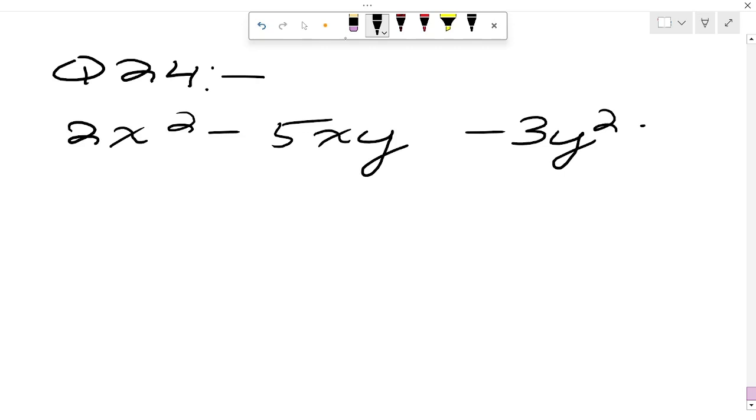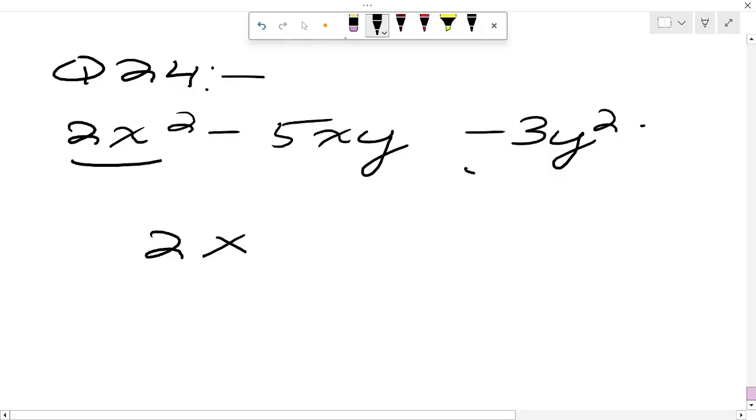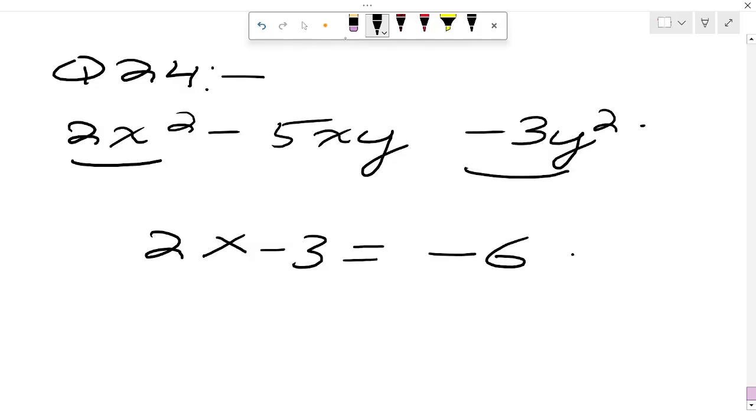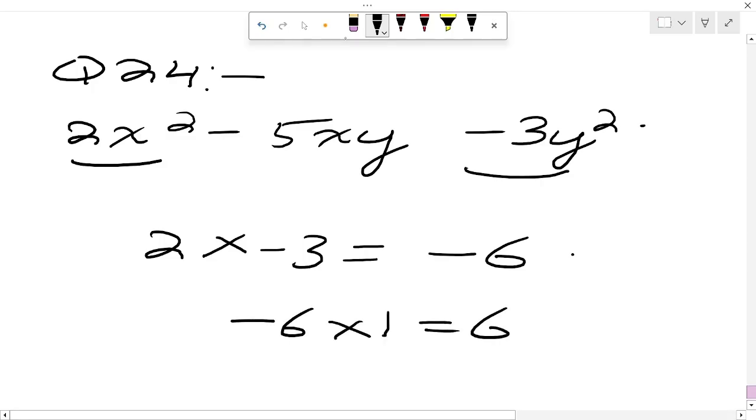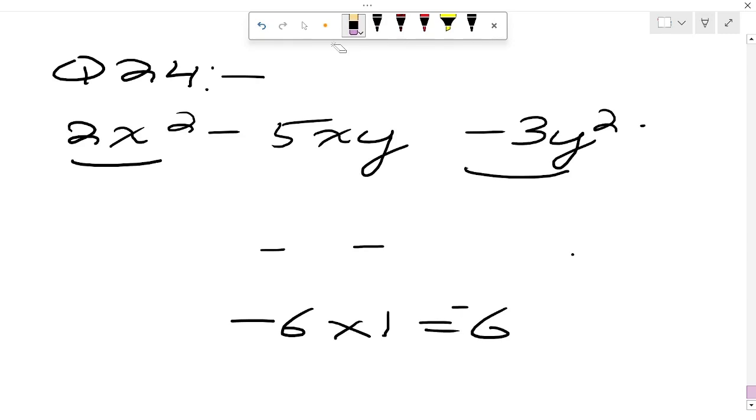What you will do is take the coefficient of x square, which is 2. Then what you're going to do is multiply that with negative 3. So when you multiply that with negative 3, the resultant is negative 6. Now we need to find the factors for negative 6 such that when we add them up, the resultant will be negative 5. So let's assume we have negative 6 multiply 1. It's negative 6. But if you add them up, it's negative 5. So these will be our factors, negative 6 and positive 1 to be precise.